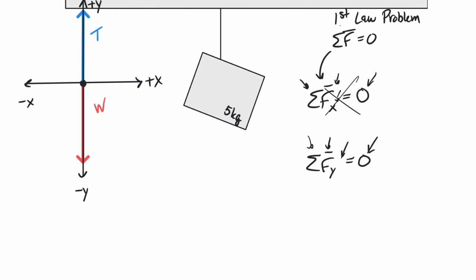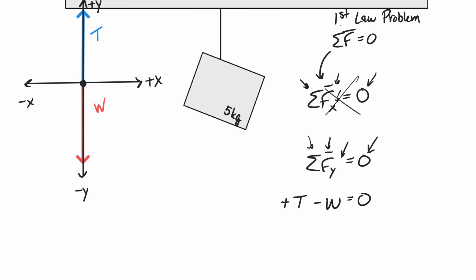Yeah. And it looks to me like tension is positive because it's upwards. Weight is downwards, therefore it's negative. And I set them equal to 0. This is what Newton's laws do. They generate relationships. You may or may not be able to use that relationship to solve for your answer, but this is what they do.